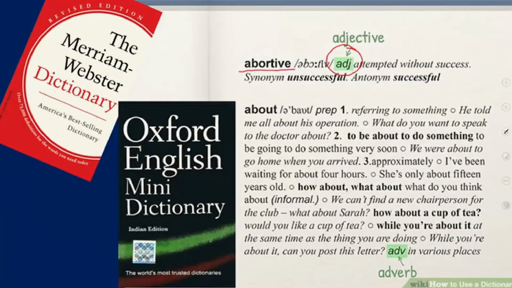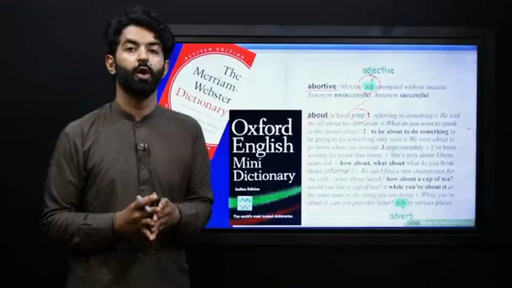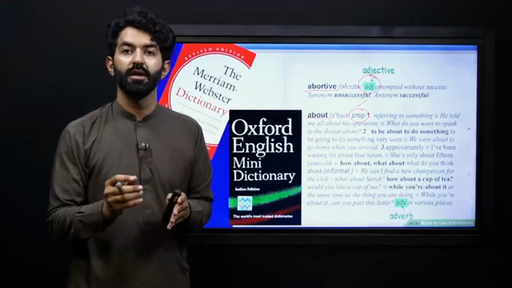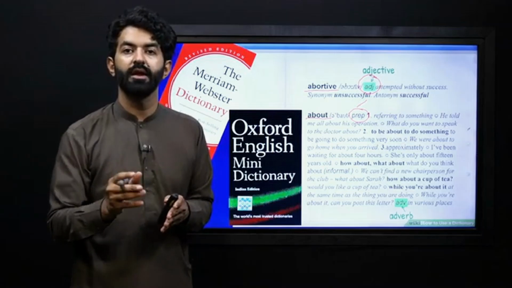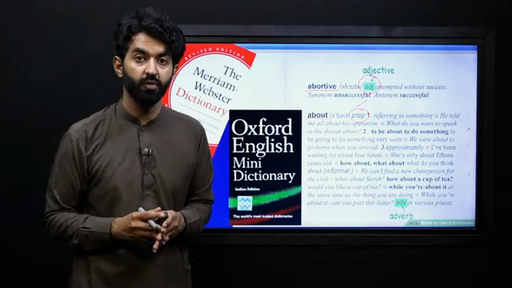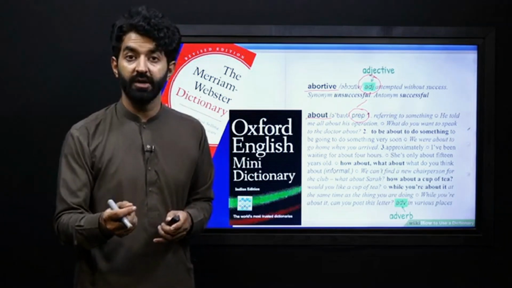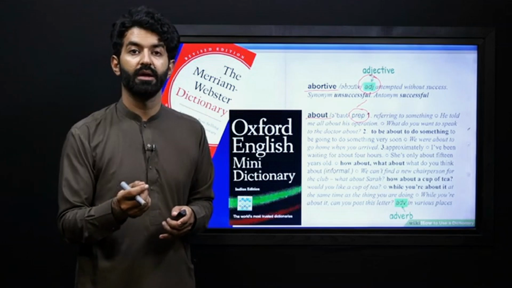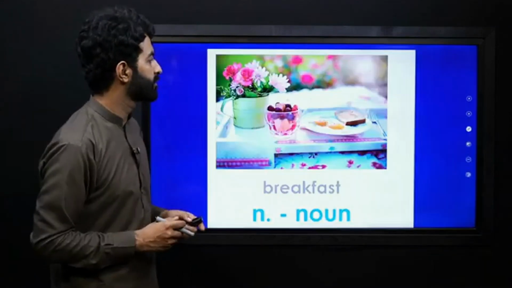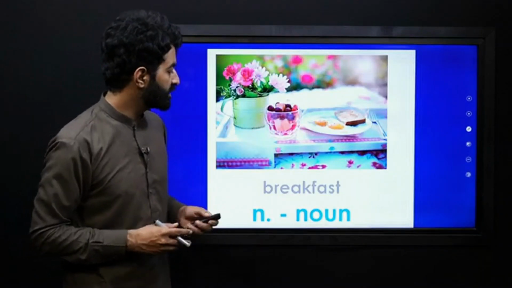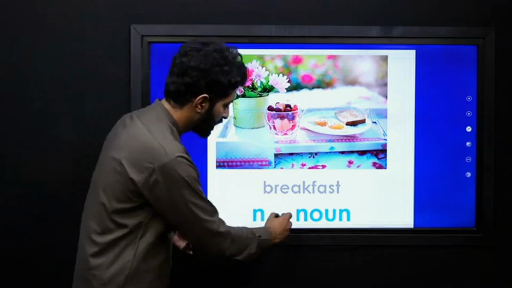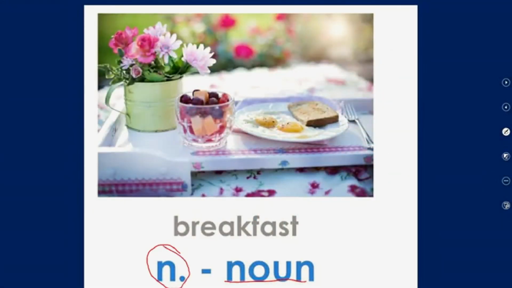So now, for example, let's look at this word about. About here is prep, means it's a preposition. This is the abbreviation of preposition. The abbreviations are mostly taken from the first 2 or 3 letters of the part of speech word that we are talking about. For example, preposition will be prep, adjective will be adj, noun will be denoted by n, and so on. Here, let's see some other example. Breakfast is a noun denoted by n.